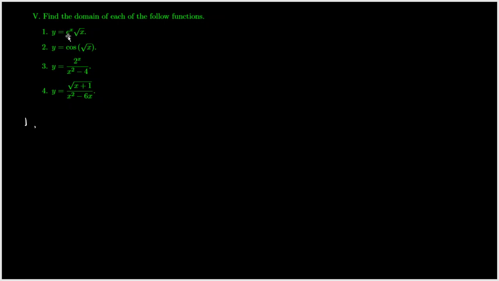And so when multiplying 2 functions, the only thing you need to think about is the square root. Anybody want to tell me the domain of the first function? I'm not going to copy the function here.